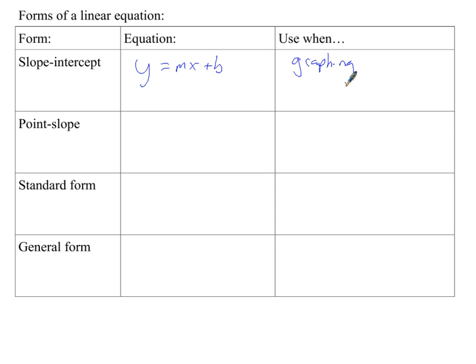What about point-slope form? Okay, I got y minus. That's the first correct thing I heard. y1. Good. Okay, so when should we use point-slope form? When we're given a point and a slope. When else should we use it? You can use it when we're given 2 points.